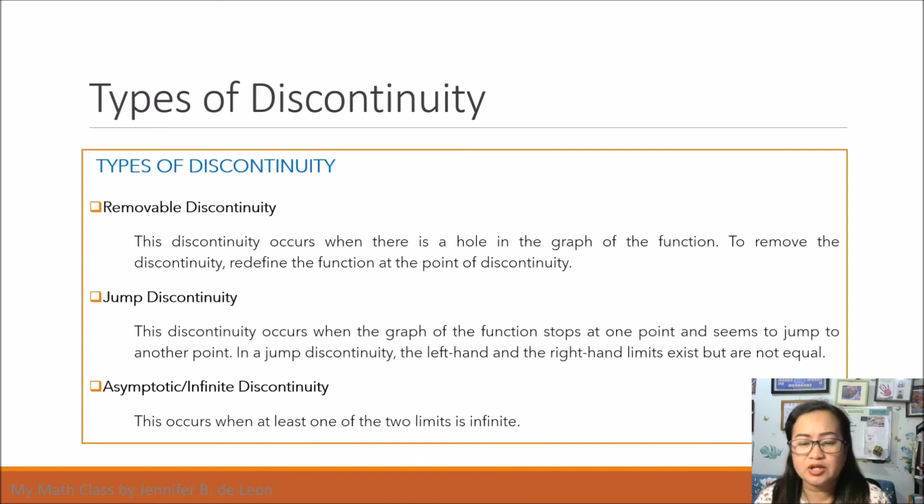Okay, so literally speaking, when we trace the graph of the function and there is a point where we lift our pen, then we can see that this is a jump discontinuity. We lift our pen in order to proceed to another part of the graph. Whereas the asymptotic or infinite discontinuity occurs when at least one of the two limits is infinite.